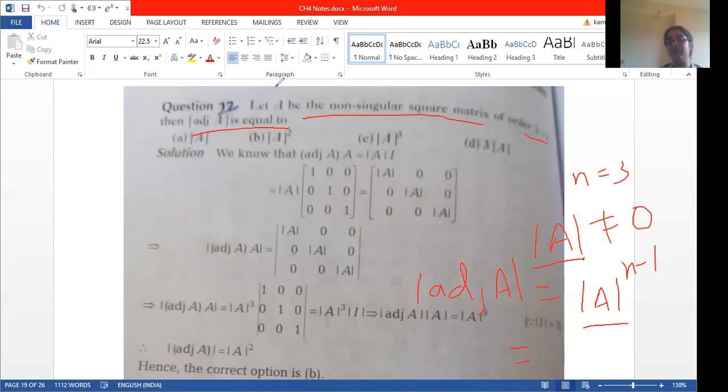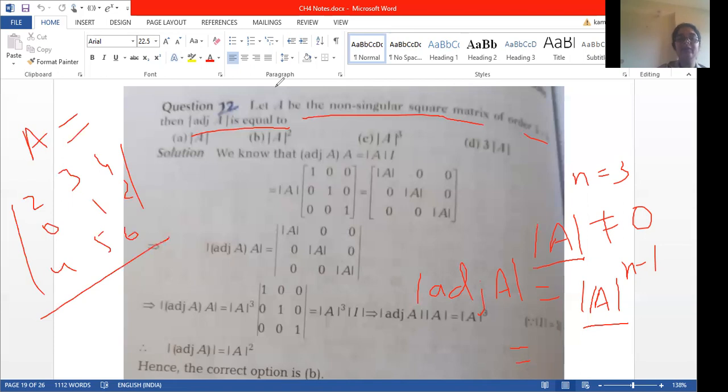I told you a 1 mark question comes. Suppose A is given as some matrix 2, 3, 4, 0, 1, 2, 4, 5, 6, but they have not given it. If they had, then definitely we could calculate the determinant and put the value. N is 3, so n minus 1 is 3 minus 1, 2. Suppose the determinant comes out to be 6, then 6 squared is 36, whatever value it comes. We have not calculated the determinant right now.